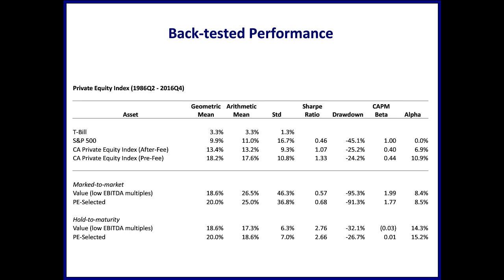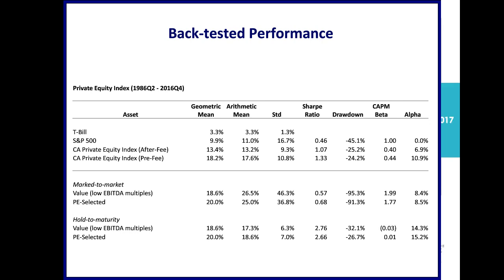So we know the true standard deviation from a well-marked portfolio is 37%. But because of the hold-to-maturity accounting, the measured standard deviation is now 7. The drawdown that we know to be 90% is only 27%. CAPM beta that we measured at 1.8 is 0. And that results in a much larger alpha.